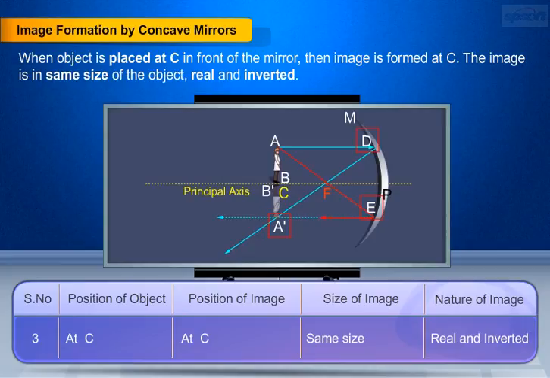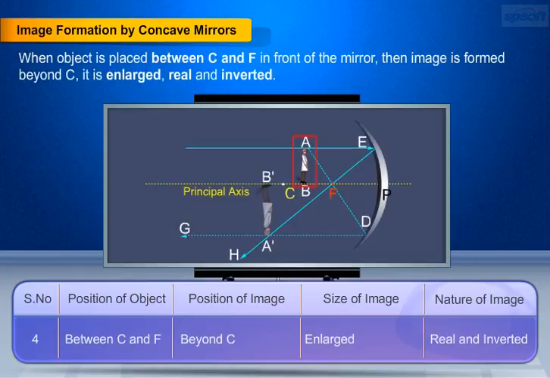The reflected rays DA inverse and EA inverse meet at the point A inverse. So A inverse is the real image of point A of the object. Thus A inverse B inverse is the complete image of the object AB. Here we can see that the image is formed at the center of curvature C, and also the image size is the same as the object size. So, when the object is placed at the center of curvature C, the image is also formed at the center of curvature C. The image formed is the same size as the object, real and inverted.